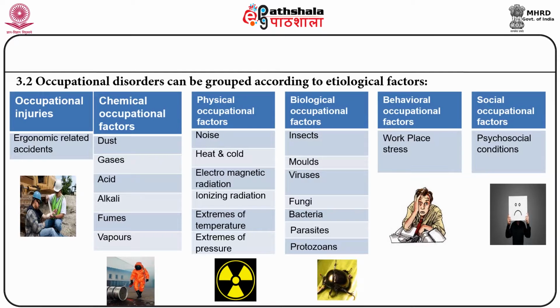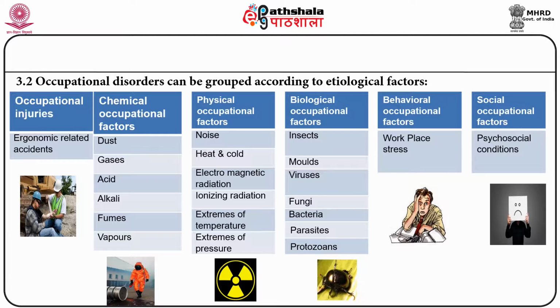Now, physical occupational factors: noise, heat and cold, electromagnetic radiation. Electromagnetic and ionizing radiation come into places where people are working constantly with X-rays. So, one has to be very careful about wearing those X-ray indicators, which show how much radiation a person is getting. Then extremes of temperature, for example, in iron ore manufacturing. There you have extreme heat where the iron ore is coming in. And if you move away from there, it could be cold temperatures, and extremes of pressure.